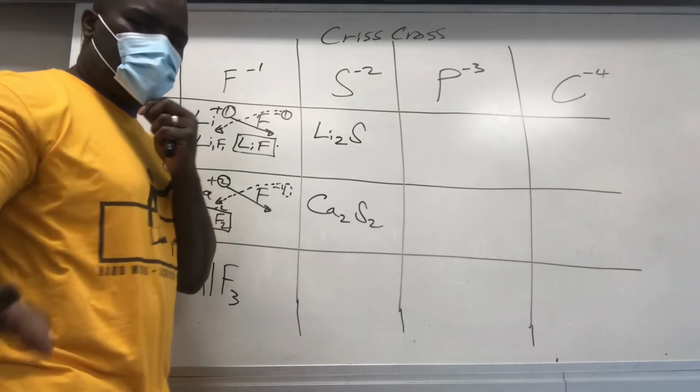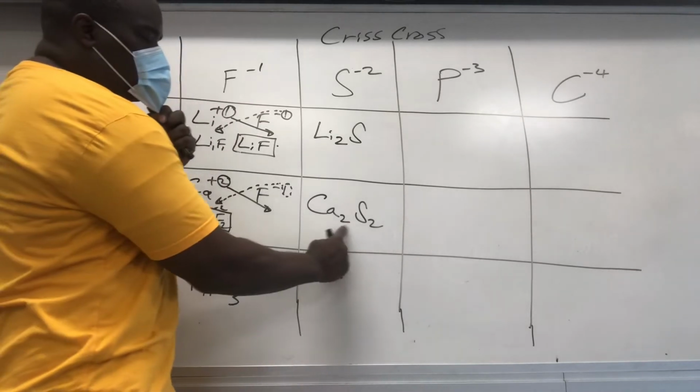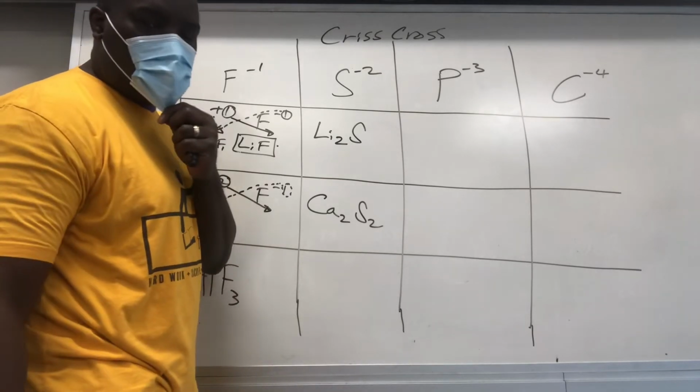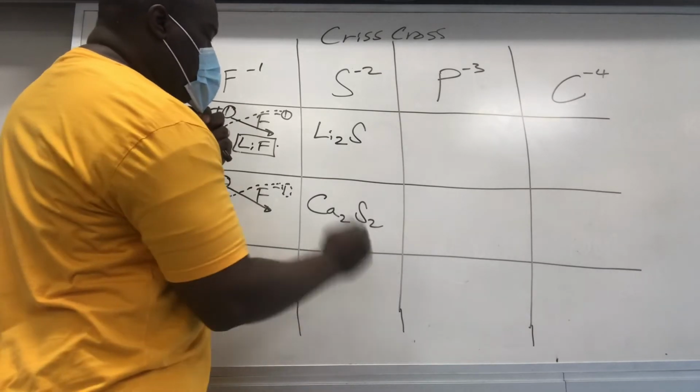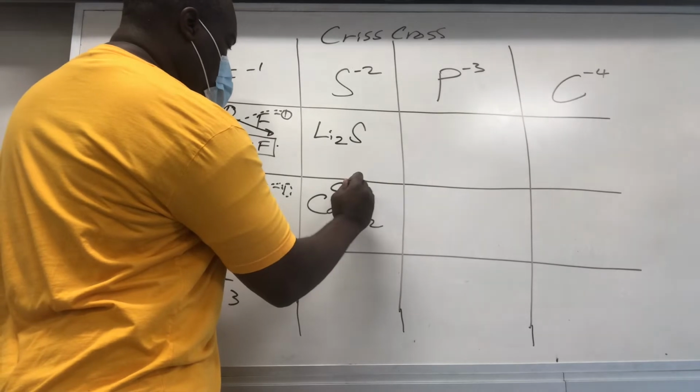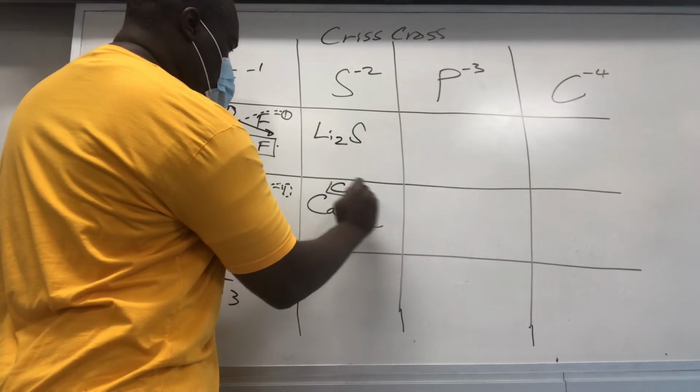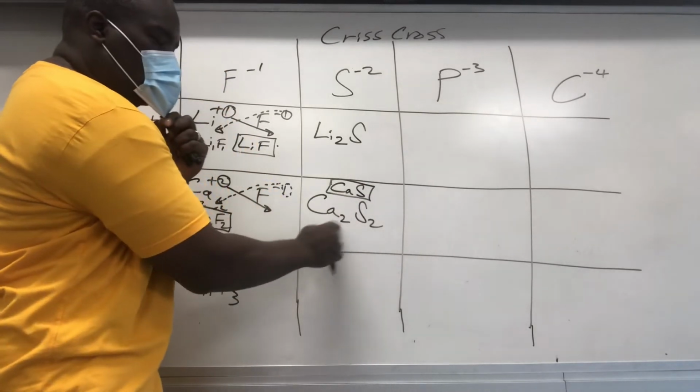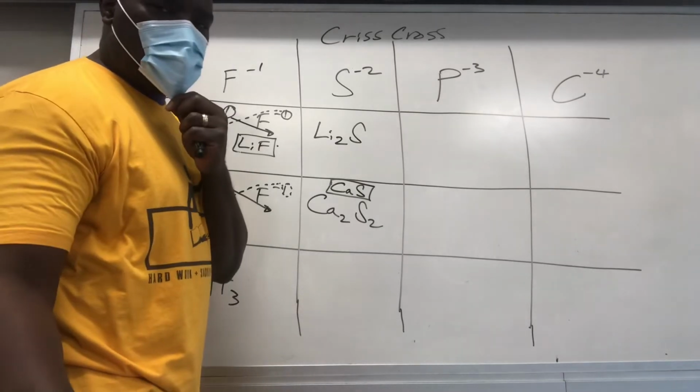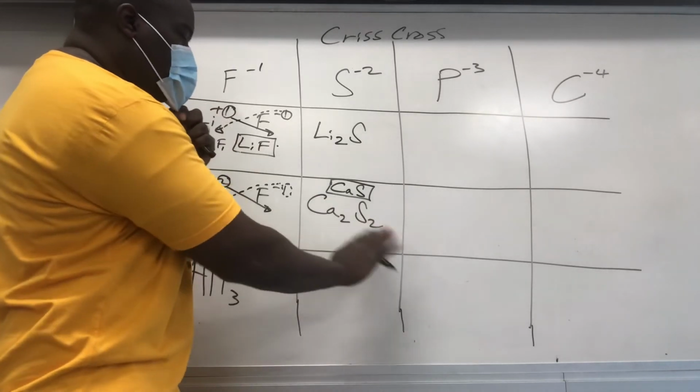Simplest whole number ratio possible, yes? So these 2's will cancel each other out. Very important, the final answer, guys, will be CaS. Okay? So if you can reduce the subscripts, reduce them. No problem. So CaS is the final answer.